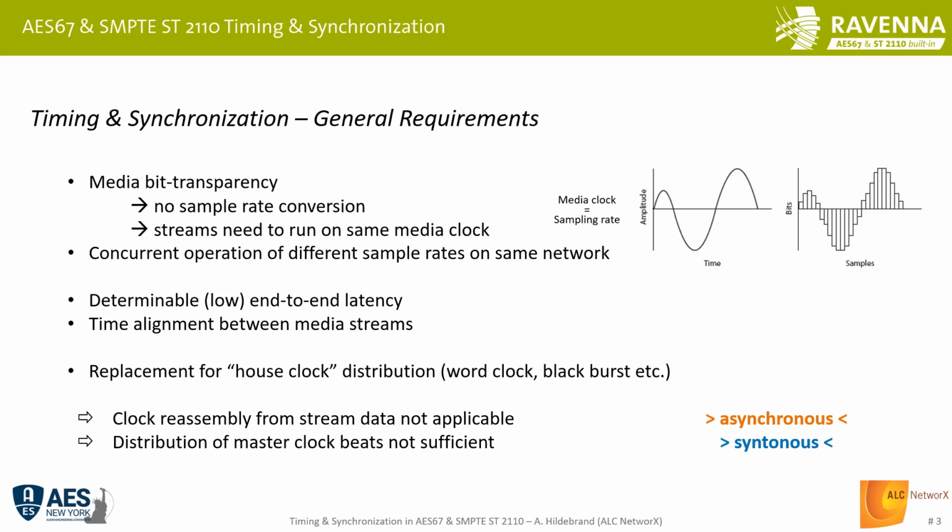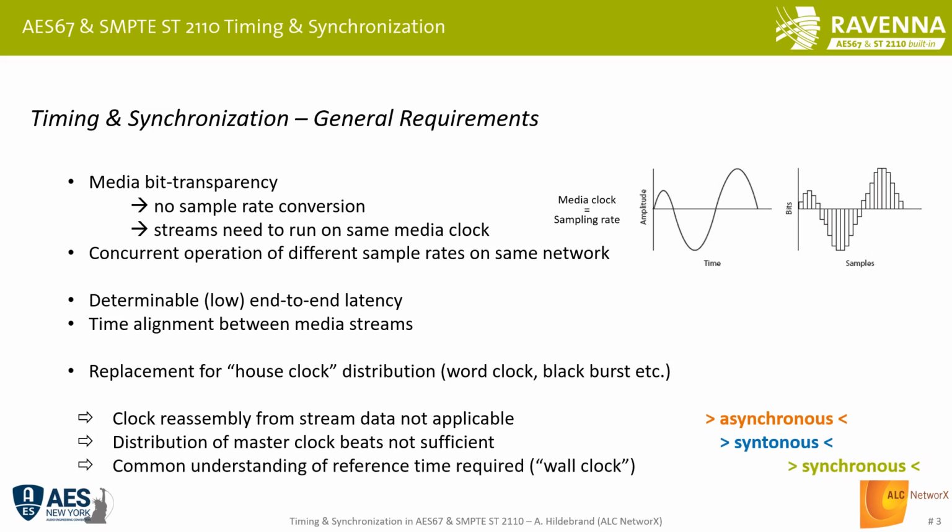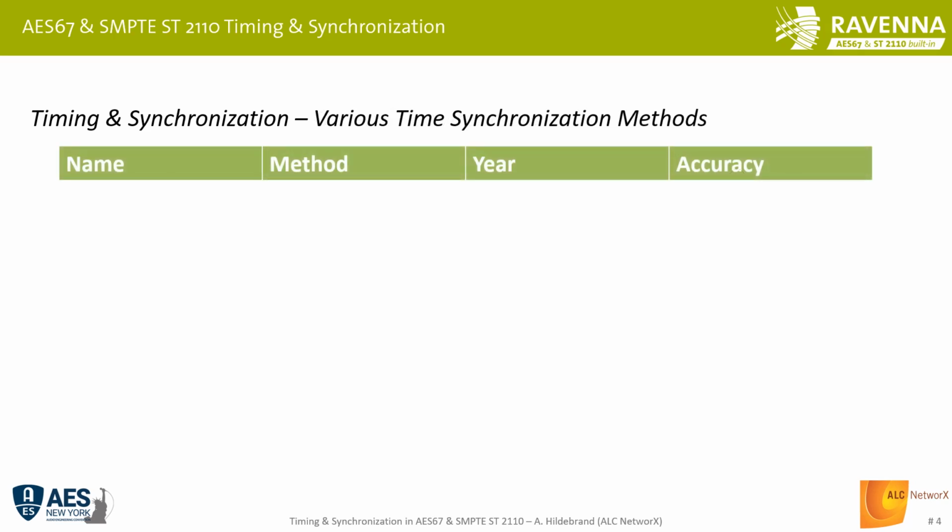The next one is that the pure distribution of a master clock beat signal, like the house clock we were traditionally running around the facility, is also not sufficient, because that has no means of time and would not be sufficient for aligning streams time-wise. So we would call this the synchronous operation mode. That is basically the case when we have the house clock running around the system, feeding a signal in and getting it out on the receiver side at the same pace, but we actually don't know how long it has been in the system and we don't have a fixed timing relationship. So we definitely need a common understanding of a reference time for the whole system, which sometimes is called the wall clock. And if that is present, then this mode is called the isochronous operation. So we have asynchronous, synchronous, and isochronous operation.